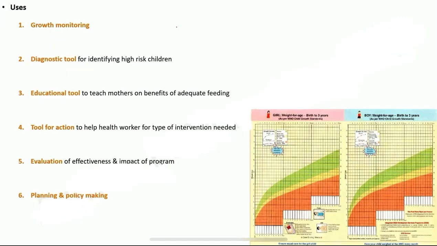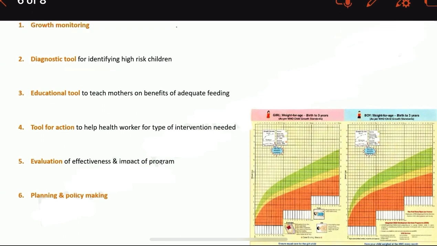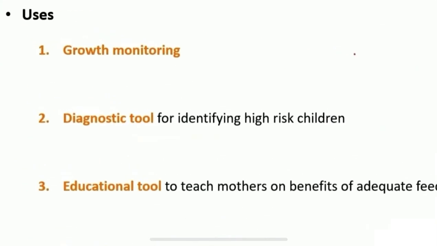Now moving on to the uses of the growth chart. Very important question. What are the uses of the growth chart? So we know that it is used for growth monitoring, which is of great value in child health care. By monitoring the growth, we can easily identify if the baby is going towards high risk, and we can do the needful. And next, we see the diagnostic tool for identifying high risk children. So it's used as a diagnostic tool so that you can identify those high risk children.